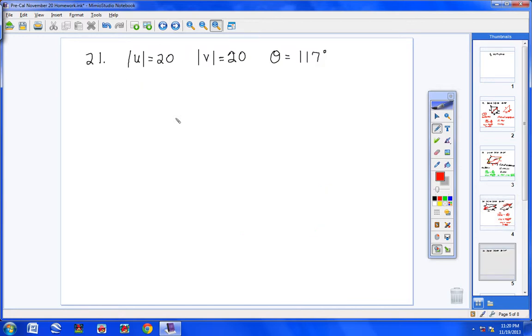All right, let's take a look at number 21. Okay, we have vector u and v. They form an angle of 117 degrees. So it'll look a little bit like this. Here's u and here's v. We'll call this u, we'll call this v, and we're going to put 117 degrees here. This is a length of 20, and this is a length of 20.